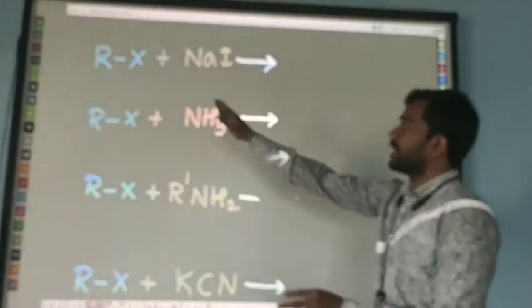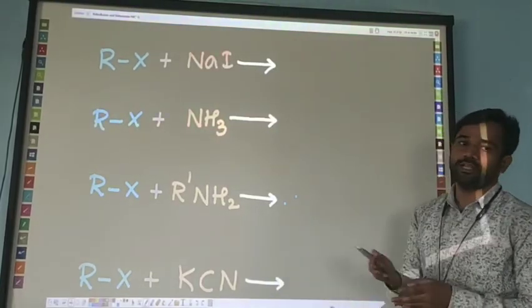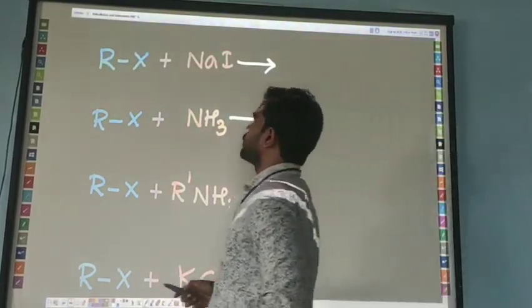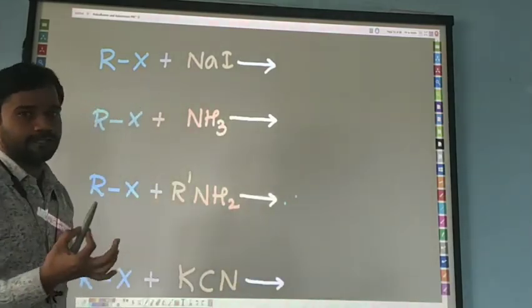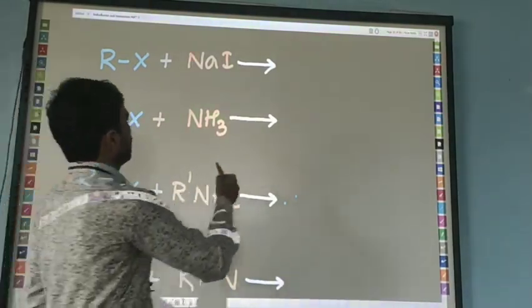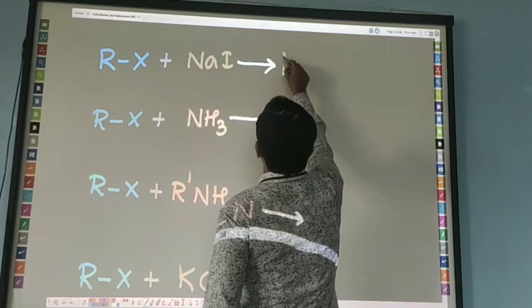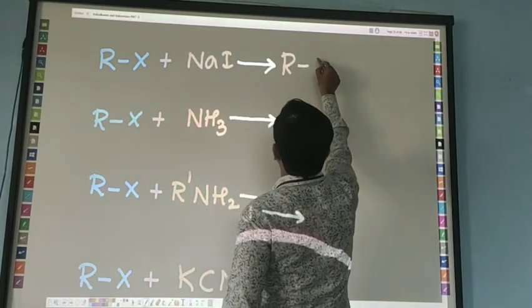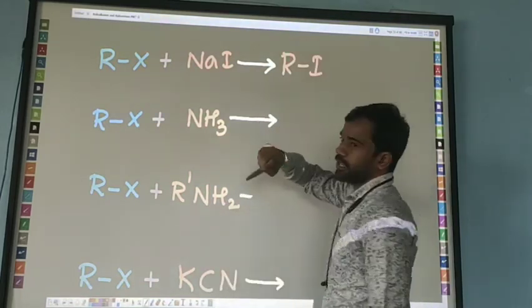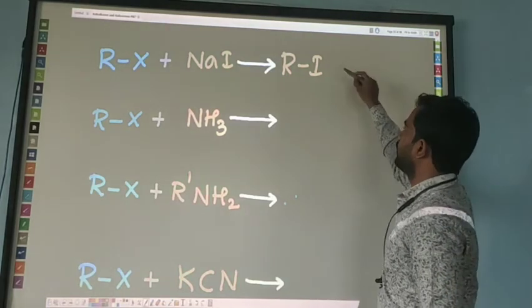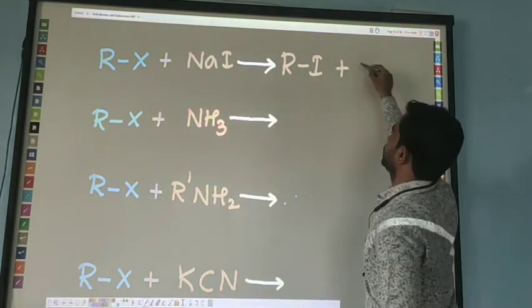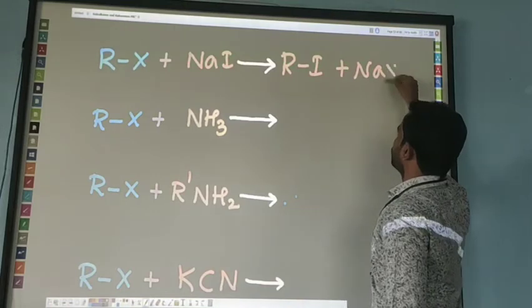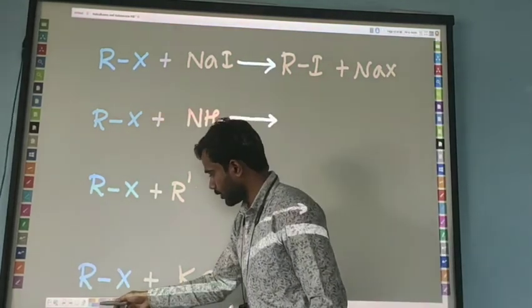Next, alkyl halide is going to react with sodium iodide. First we have to find out which one is the nucleophile. Let me go for it. The first one is RX. The product is going to be alkyl iodide plus NaX. This is our salt. NaX is our salt.